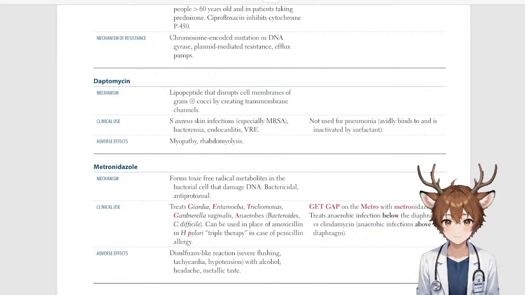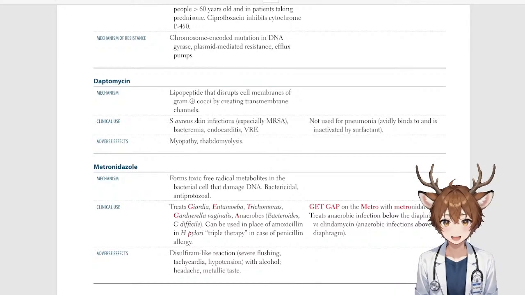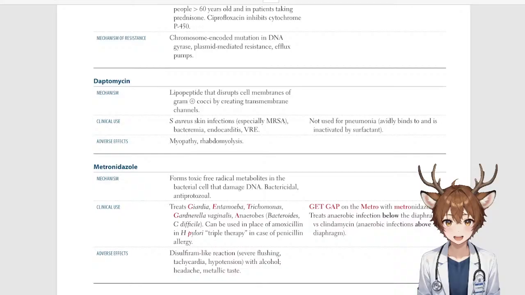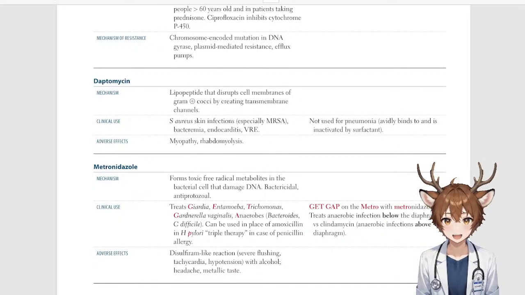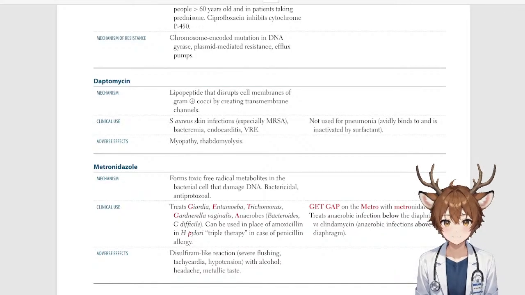Oh, interesting. Daptomycin is used for the skin infections but can cause myopathy. What are the adverse effects of daptomycin? Myopathy and rhabdomyolysis, which is not fun.